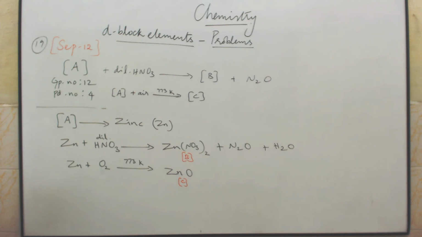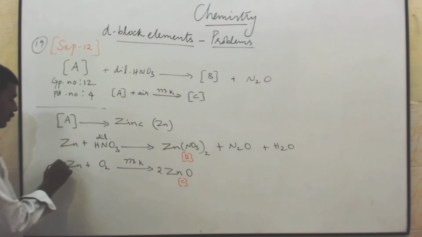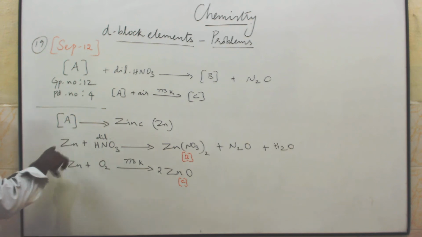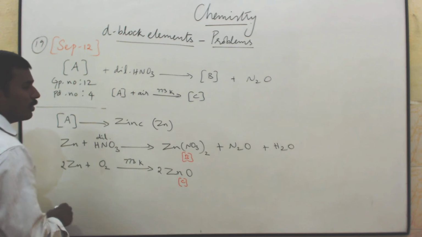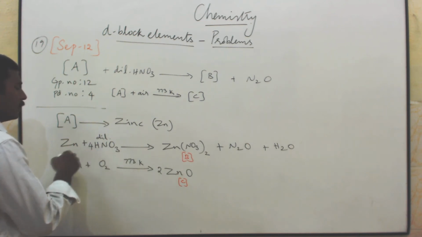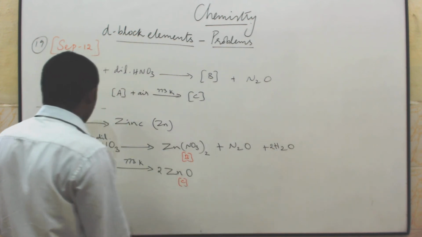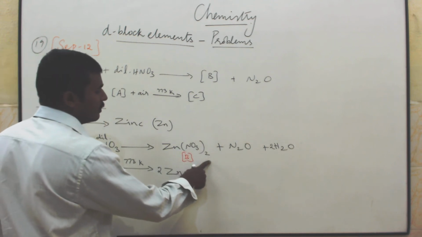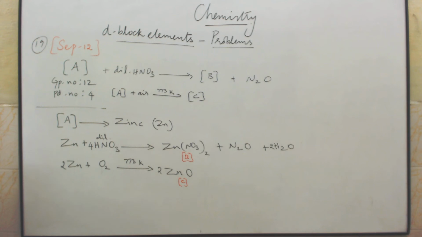How to balance? 2 oxygen, but here only 1 oxygen, so 2 zinc. That side 1 zinc. 2 plus 2, 4 nitrogen atoms there. So 4 nitrogen. 4 hydrogen, so 2, 4 hydrogen. 4 threes are 12 oxygen. 3 twos are 6, 7, 8, 9. It's not balanced. So how to balance?